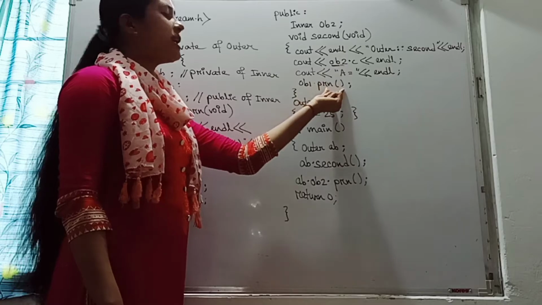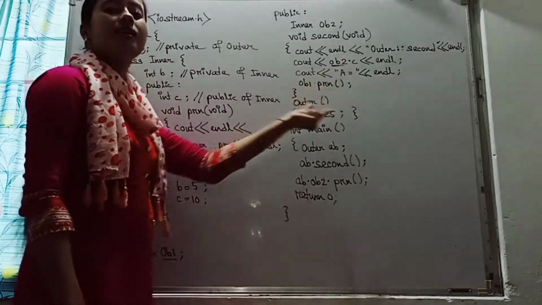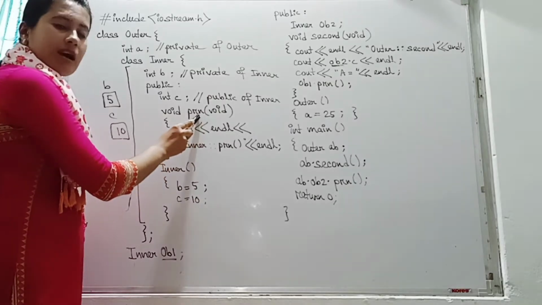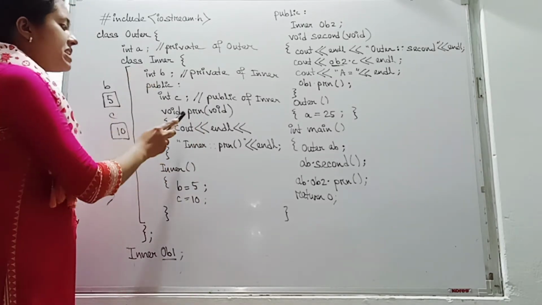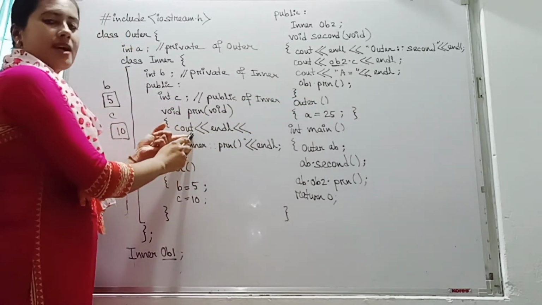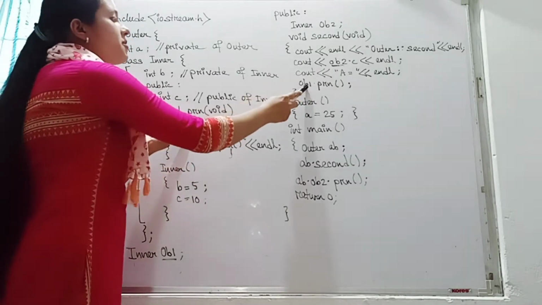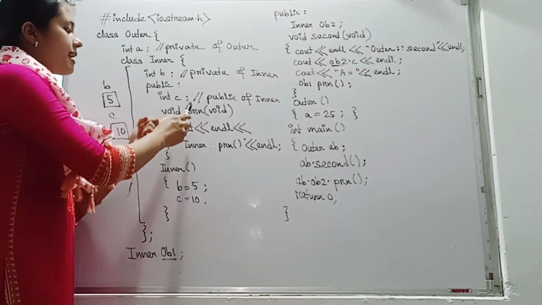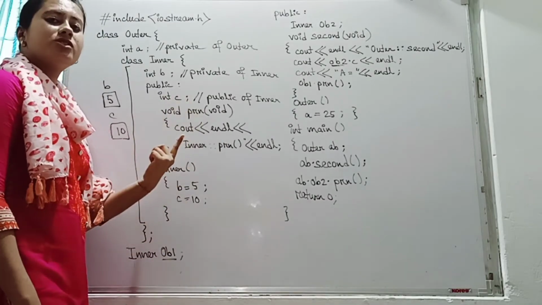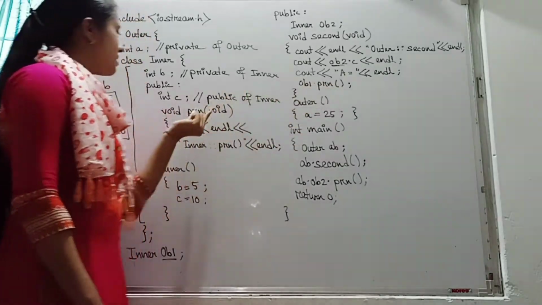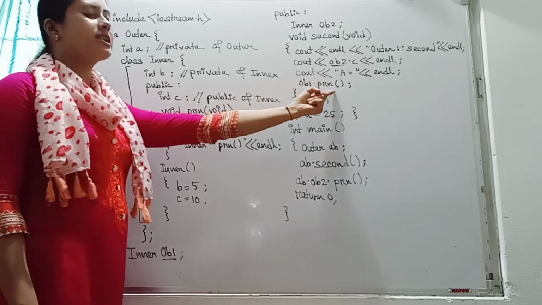Now it will display cout a equals, whatever the value of a is. Then ob1.prn. prn is a function declared here under the public section of the inner class. So this ob1 is accessing the prn. Yes, it can do so because ob1 is the object of the inner class. An object of a class can access its data members and member functions which are under the public section. Obviously it can do that. So prn is under the public section, so it can directly access it.